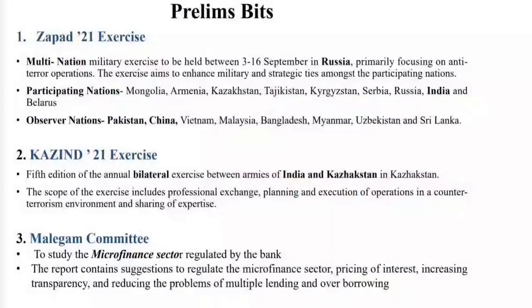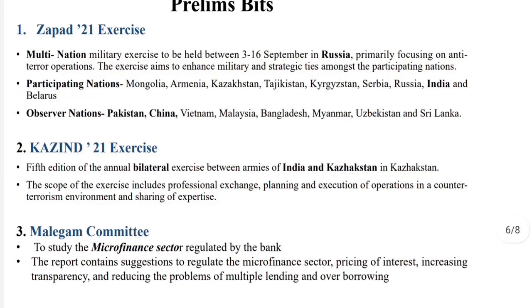The first topic under this is the Zapad exercise. It is a multi-nation 13-day military exercise to be held in Russia. It primarily focuses on anti-terror operations. The aim of the exercise is to enhance the military and strategic cooperation among the participating nations. The participating nations include Mongolia, Armenia, Kazakhstan, Tajikistan, Kyrgyzstan, Serbia, Russia, India, and Belarus. So most of the nations are from South Asia or the Eurasian region. The observer nations include Pakistan, China, Vietnam, Malaysia, Bangladesh, Myanmar, Uzbekistan, and Sri Lanka.